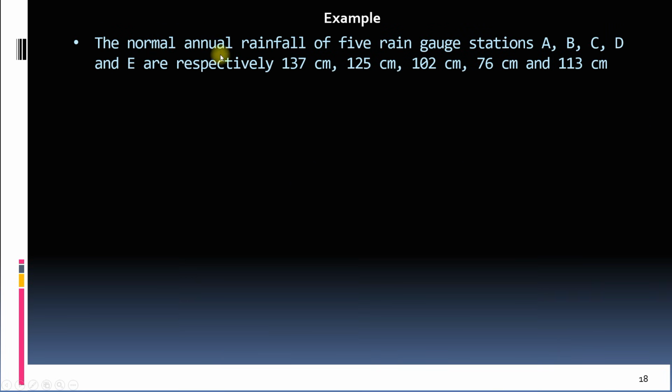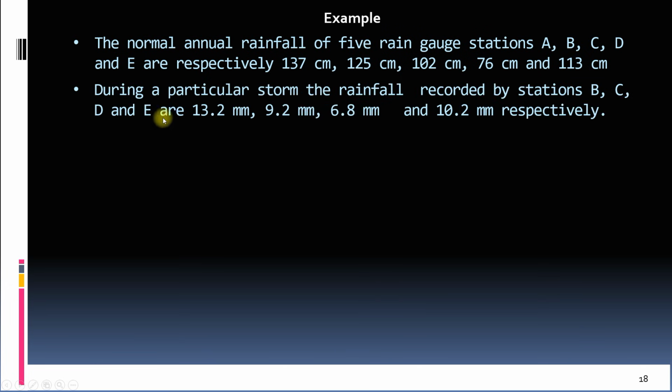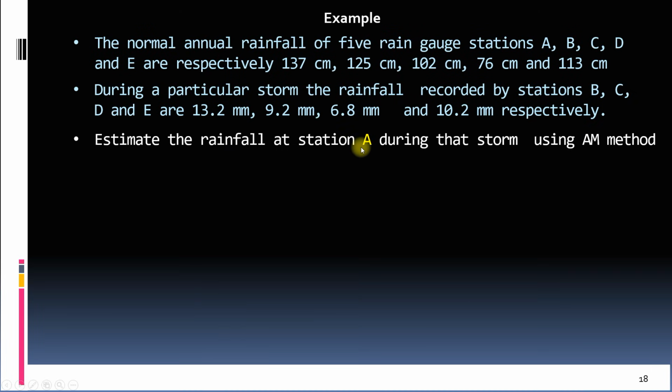The normal rainfall of 5 rain gauge stations A, B, C, D and E are 137 centimeters, 125 centimeters, 102 centimeters, 76 centimeters and 113 centimeters respectively. During a particular storm, the rainfall recorded by stations B, C, D and E are 13.2, 9.2, 6.8 and 10.2 millimeters respectively. Estimate the rainfall at station A during that storm.